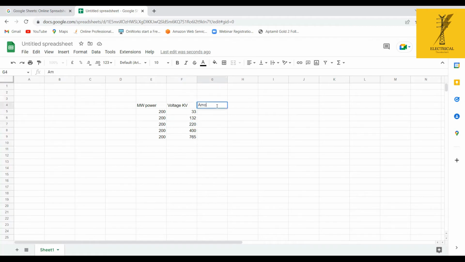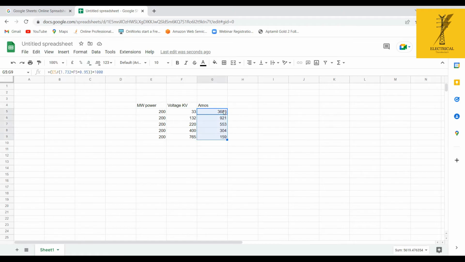To convert this power into amps, the current is P divided by root 3 times V times I cos phi. You already know this, right? I'm taking 0.95 as the power factor to keep it simple, and multiplying by 1000 to convert megawatts into kilowatts. Dragging this for all, and rounding off, sending 200 megawatt at 33 kV needs 3683 amps, and at 132 kV the amperage is 921.